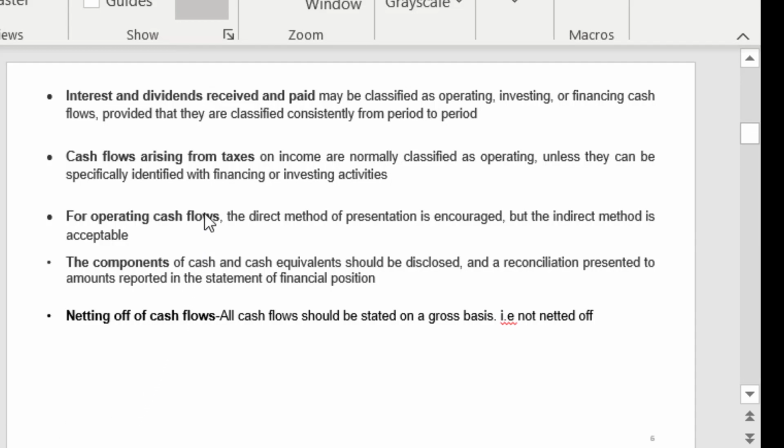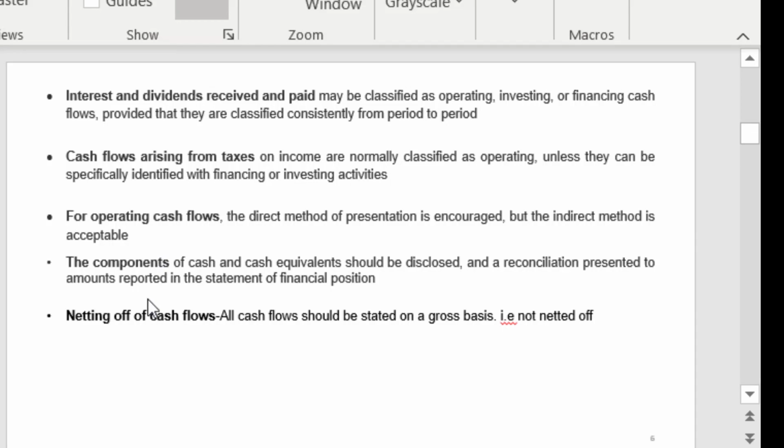So when it comes to taxes, the standard allows that this is normally classified as an operating activity unless they can be specifically identified with financing or investing activities. For operating cash flow, the direct method is encouraged, but the indirect method is also acceptable. So there are two methods when it comes to preparing the statement of cash flows. You can use the direct method or you can use the indirect method, but the standard specifically states that the direct method is encouraged when it comes to operating cash flow.